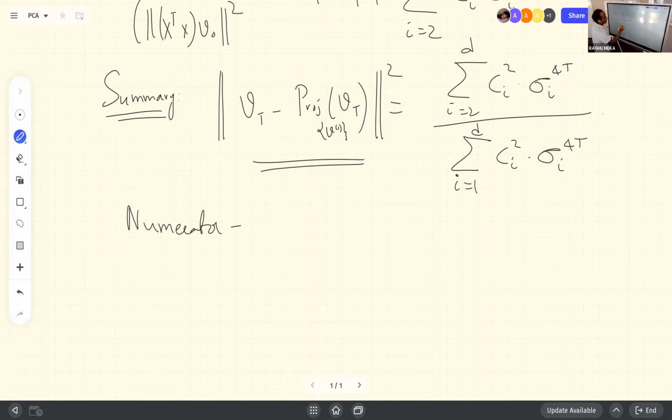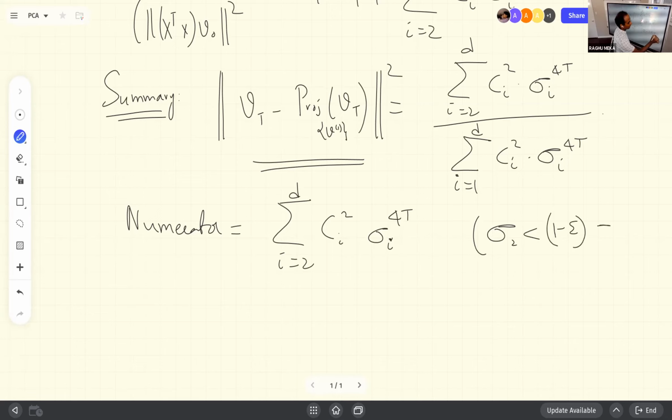Well, let's look at the numerator. It's the summation i equals 2 to d of sigma i squared, ci squared, times sigma i to the 4t. But what do we know about all of the sigma i's but for the first one? What's an upper bound on them? We know that sigma 2 is at most 1 minus epsilon times sigma 1. That was our assumption. So let me just plug that in.